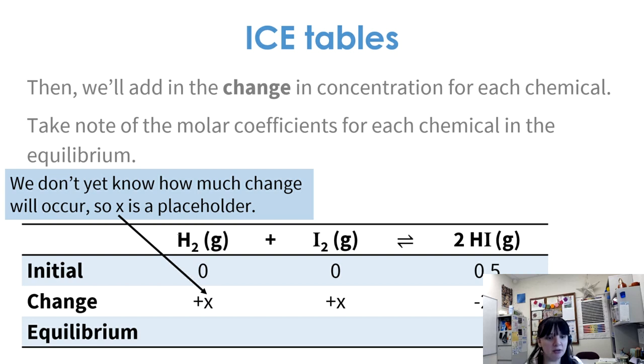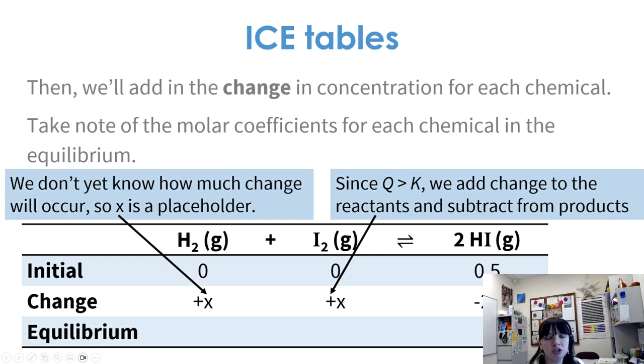Now, additionally, you'll note that each of these changes has either a positive or negative sign to it. That depends on which way the reaction is going to shift in order to reach equilibrium. We can be sure of the direction of change by calculating, say, Q, the reaction quotient, and comparing that to our equilibrium constant. Or here, a really simple way to know which way the reaction is going to shift: because we have 0 initially of the hydrogen and the iodine, we have to add to those amounts.